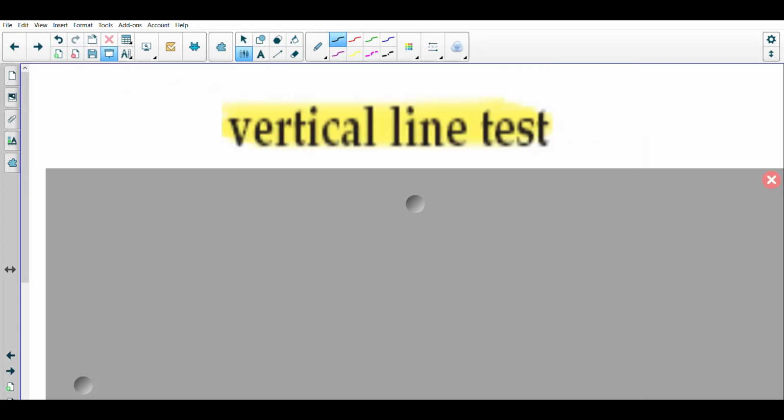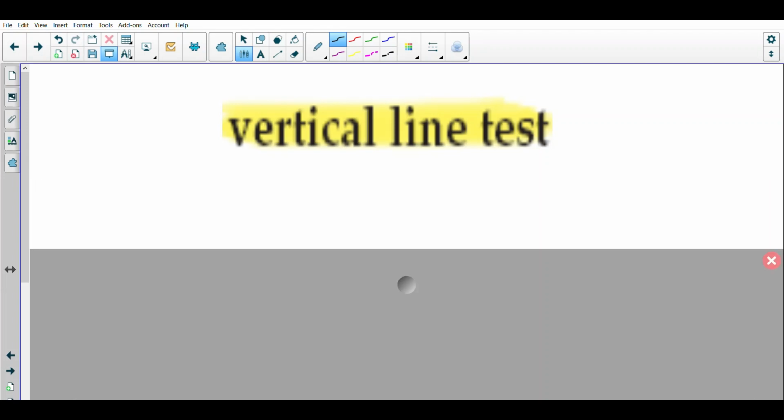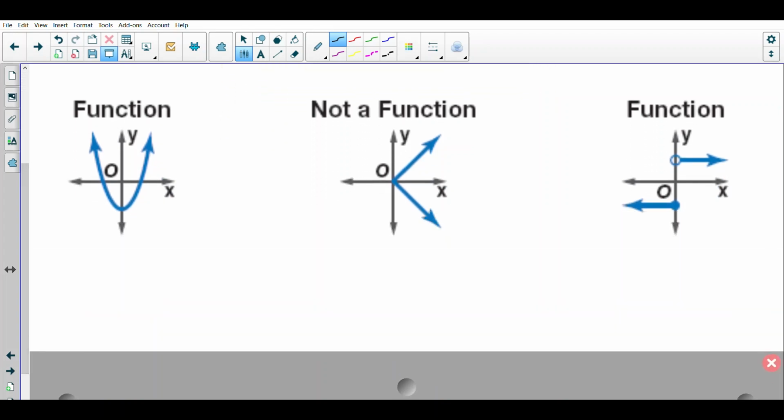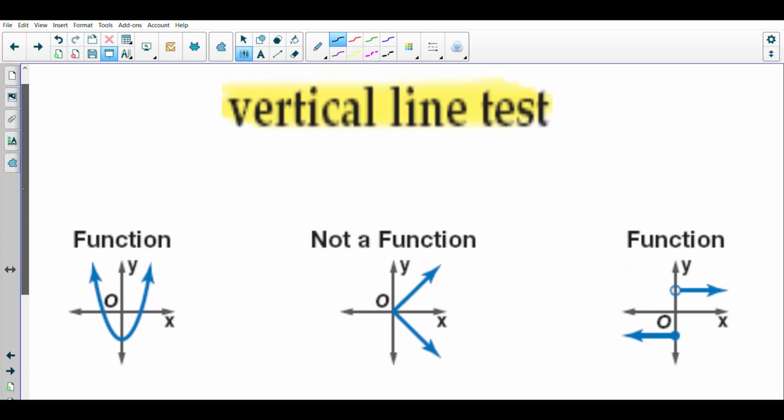Vertical line test. Now, sometimes if we're looking at a graph and we want to determine if it's a function, we need to be able to tell if it's a function without having to look at every single point. So we have what we call the vertical line test. What the vertical line test says is that if we draw a vertical line at any point through the graph, we should only hit one spot on the graph.